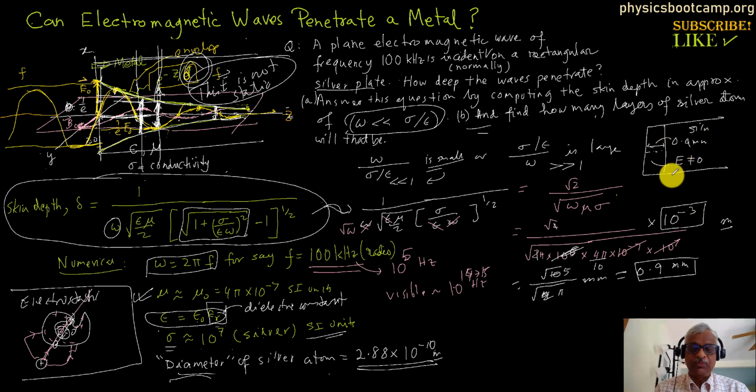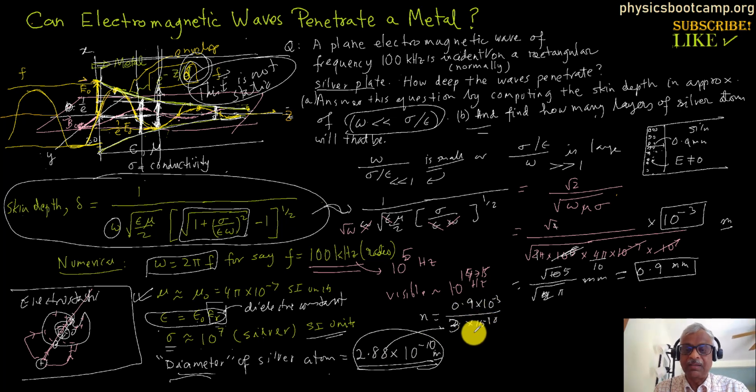Okay, so if you have this as one layer of atoms, if you imagine silver atoms are layer by layer, then by noticing that, you will say number of layers will be 0.9 times 10 to the 3. That half our distance have to go, divide by 2. Maybe just call it 3 times 10 to the minus 10. So this is 0.3 times 10 to the power 7 layers. So 3 million layers.